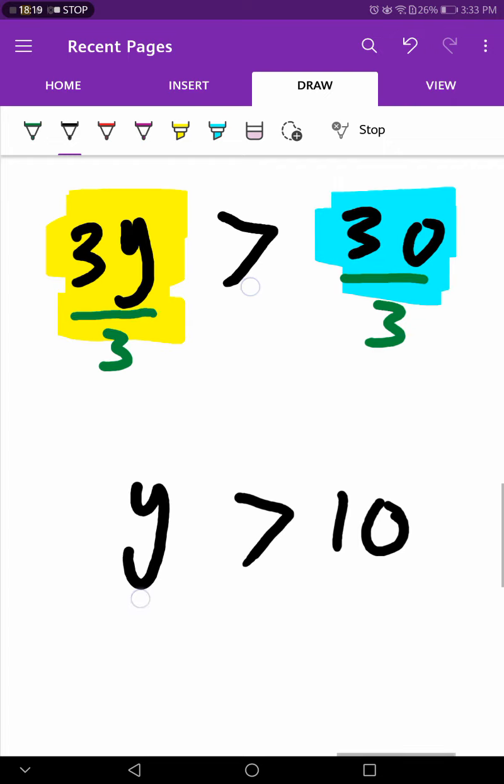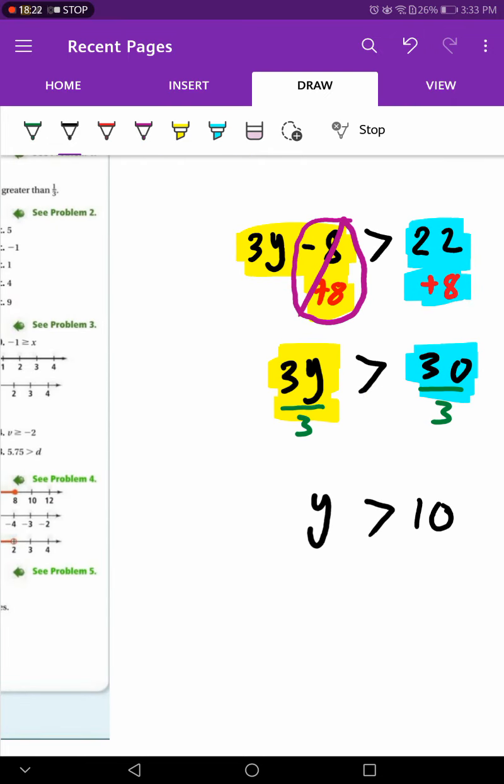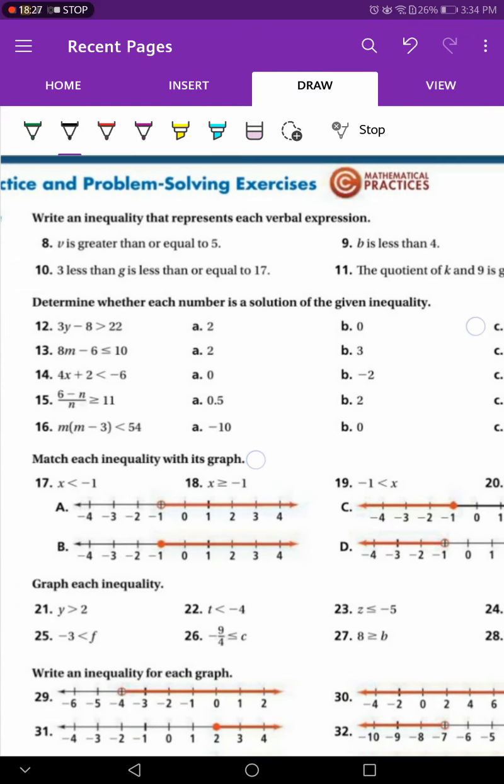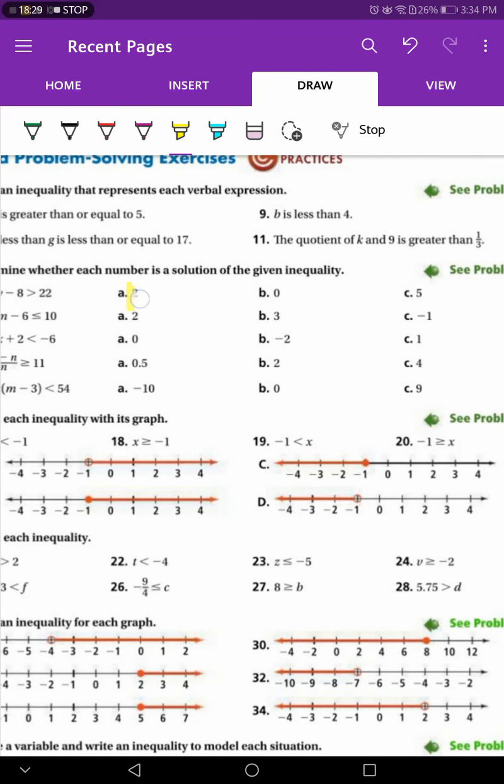Okay, let us come back here. Remember that the solution is all the values greater than 10. He asked me about this. Is the 2 greater than 10? No. So it is not the solution. And 0? Is the 0 greater than 10? No, so this is not the solution. Is the 5 greater than 10? No. So it is not the solution. So first of all we find the values of y, then we check if the given values are within the values of y or not.